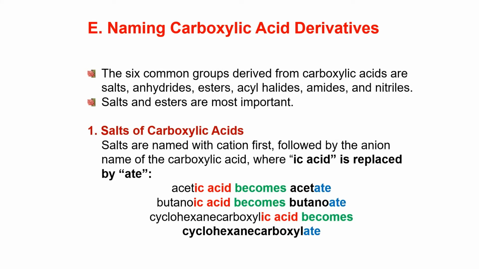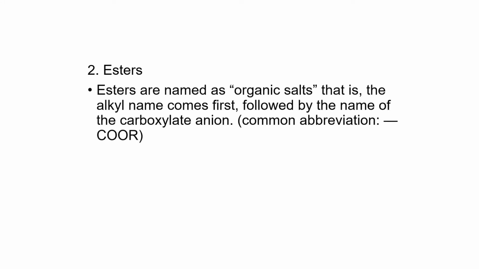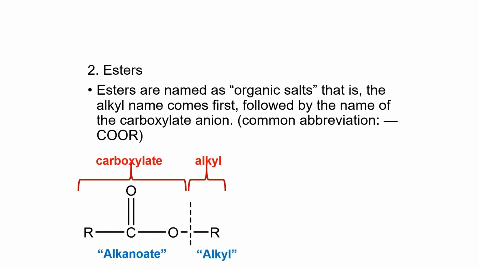The next part is for us to be naming carboxylic acid derivatives, such as salts, anhydrides, esters, acyl halides, amides, and nitriles. For salts of carboxylic acid, the -ic acid will be replaced by -ate. So butanoic acid becomes butanoate. Cyclohexane carboxylic acid becomes cyclohexane carboxylate. For organic salts such as esters, the alkyl name comes first, followed by the name of the carboxylate anion. So just remember alkyl alkanoate.